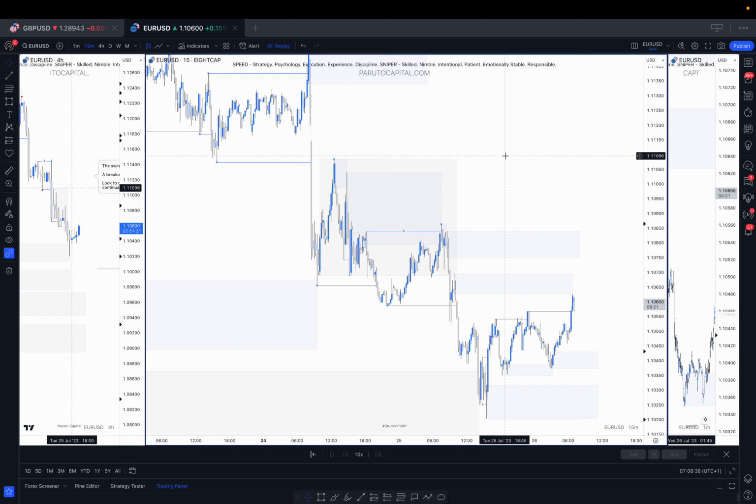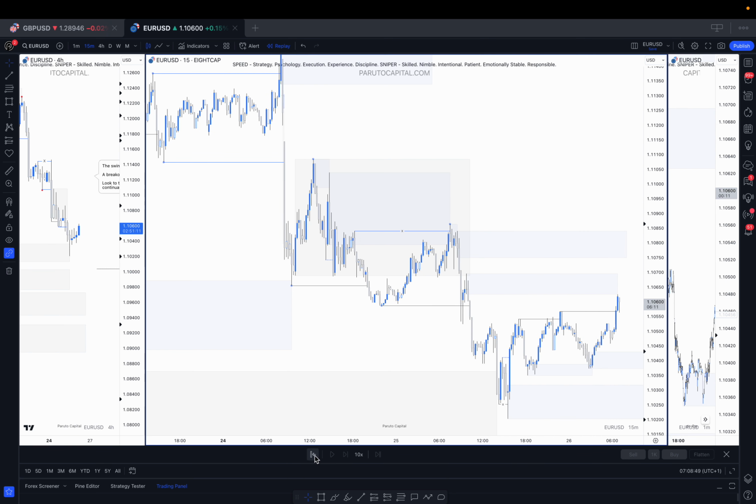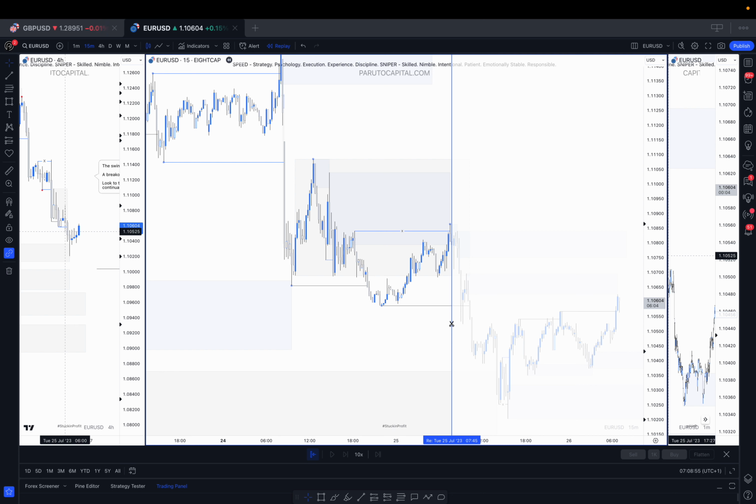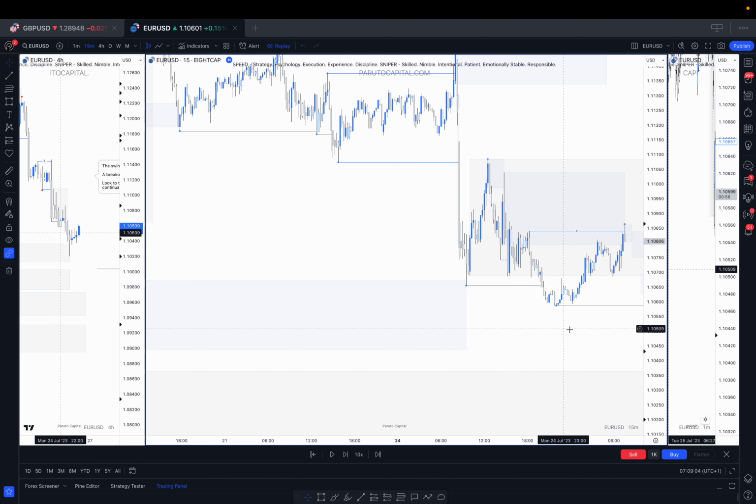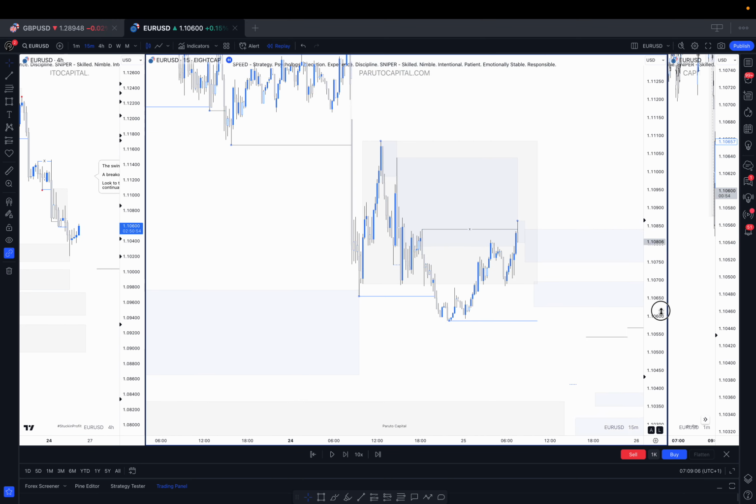So this is just to go through the trade that played out on the 25th, Tuesday, London session. So let's just do that. I'm just going to take this replay candle to 7:45 a.m. Tuesday, the 25th. So let's look at how the trade idea played out.